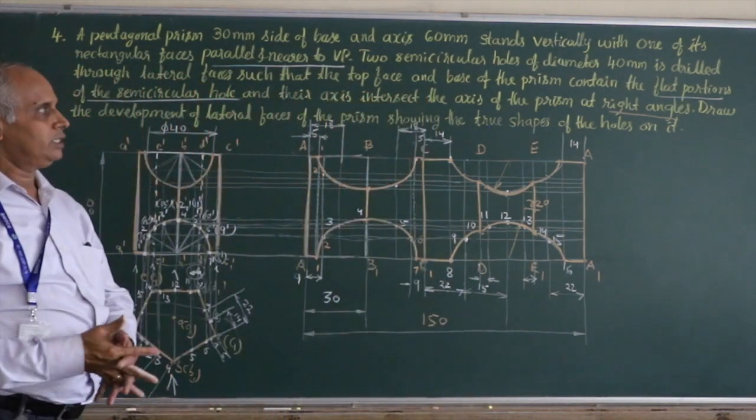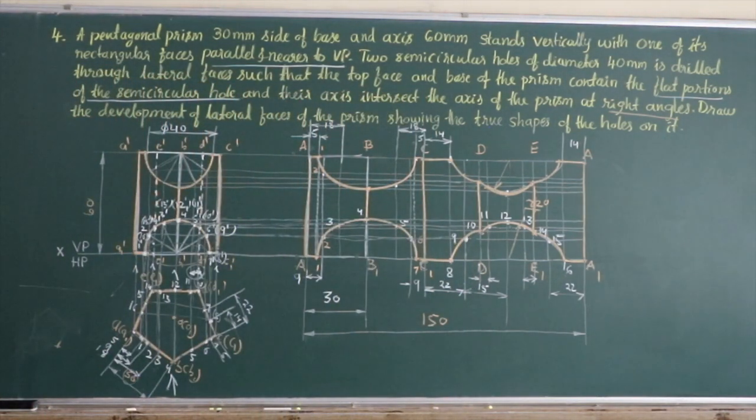That completes simple problems using the parallel method for prisms. The same logic has to be extended to cylinders, and of course then the radial line method for pyramids and cones.